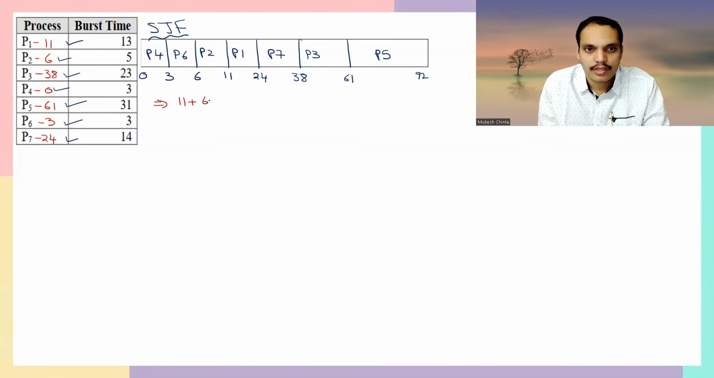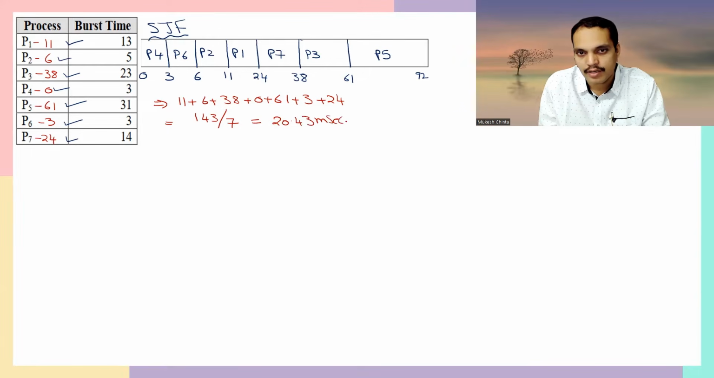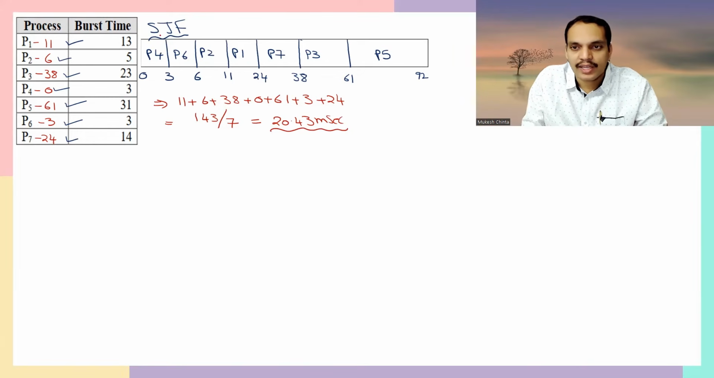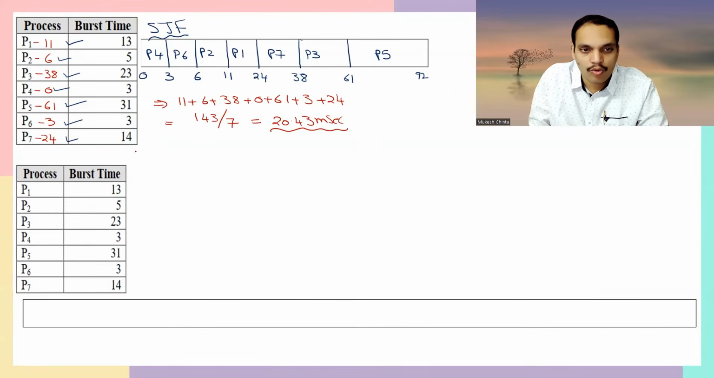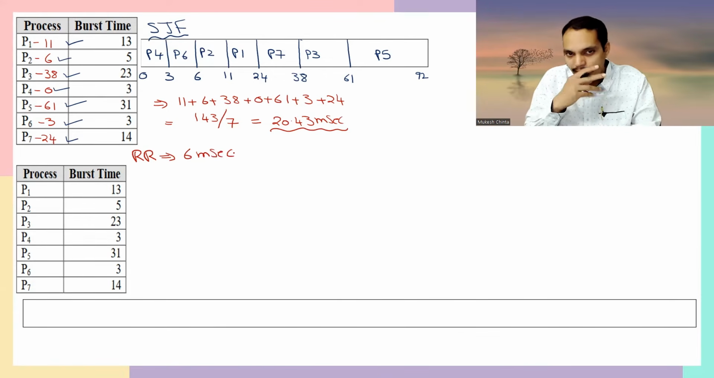So in order to find out the average waiting time, you simply write this way. 11 plus 6 plus 38 plus 0 plus 61 plus 3 plus 24, which, if you calculate this, is 143 divided by 7, which gives me the answer of 20.43 milliseconds. So this is the average waiting time when you have selected shortest job first as your scheduling algorithm. There is one more left, which is your round robin scheduling. And our time quantum is 6 milliseconds. This may take a little bit of time.